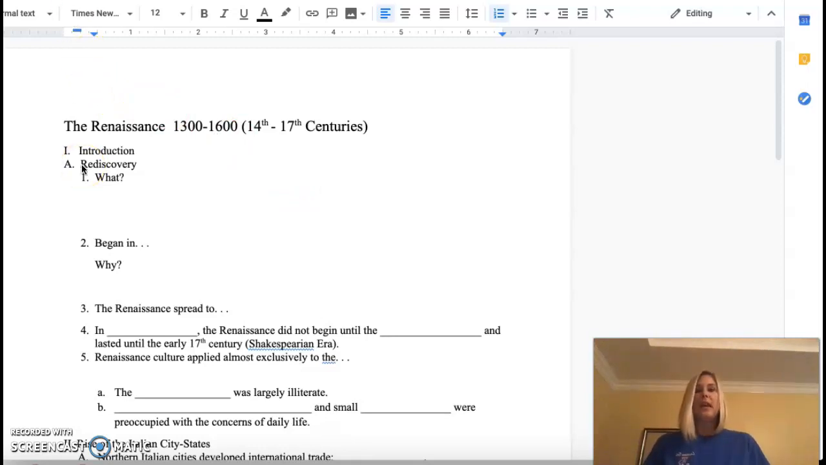One more thing. If you don't have access to a printer, you can just use this outline as a guide to take down your own notes, okay? But if you do have a printer, that would be ideal for you to print this off, and then you can write on it as we go over the PowerPoint together.